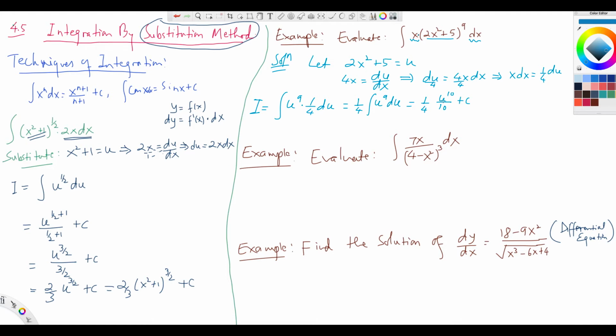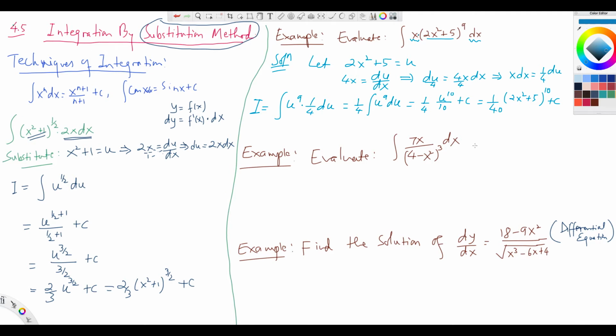This is not the final answer because you need to plug back in that u value. So it will be 1/40 times (2x squared plus 5) to the 10 plus c. That is the final answer. It is a pretty easy method once you know it, right? But the first thing is what should be u. That is the very important thing. After you do a couple more examples, you will know what should be u to do the problem, okay guys? So let us do this.